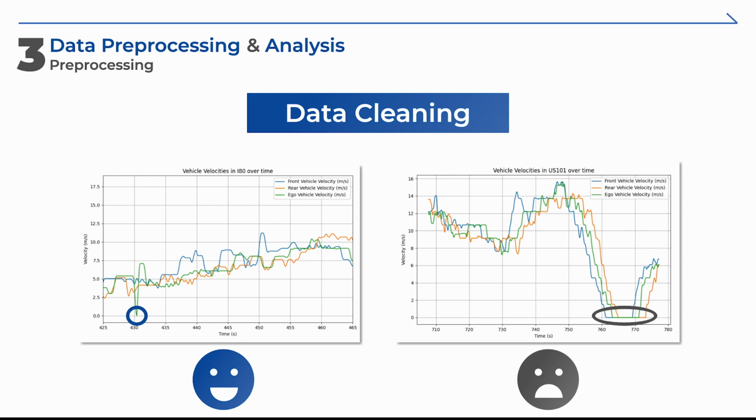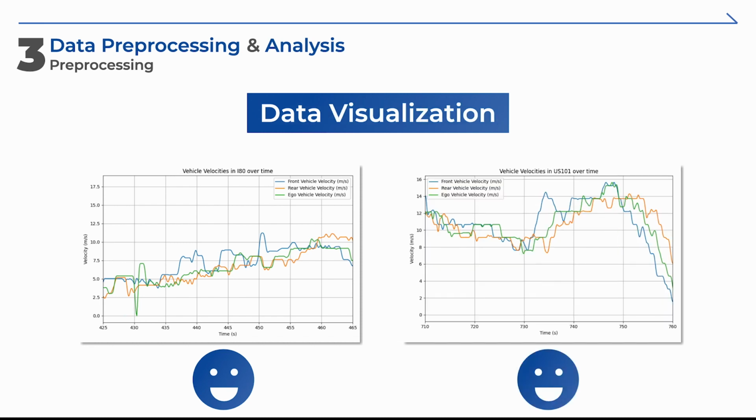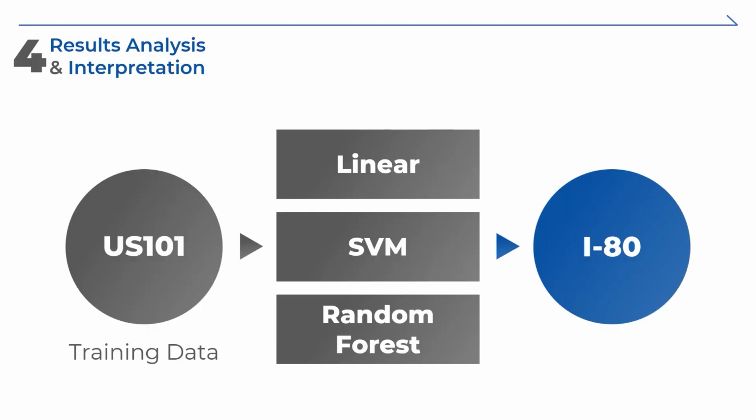However, as shown in the graph on the right, in the section where the speed of all three vehicles remained at zero, the relative speed with the front and rear vehicles continued at zero, so it was judged to be meaningless data and was excluded. Lastly, the clean data was visualized as a graph to visually check the distribution of the data and use it to understand the data and improve the model.